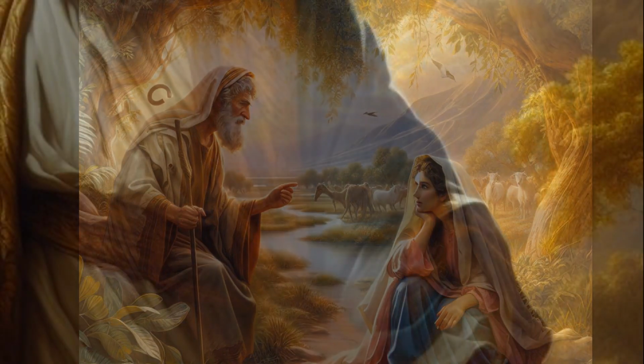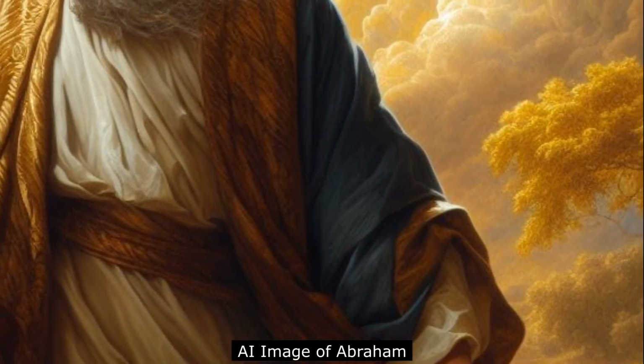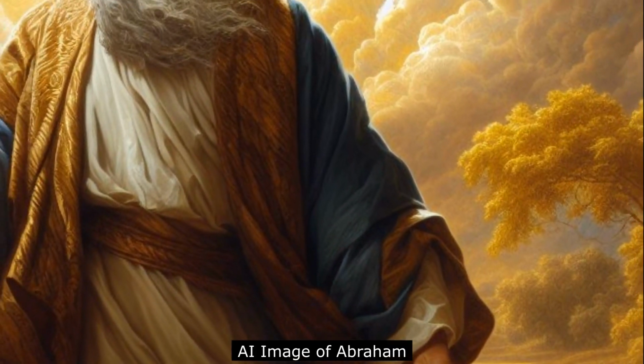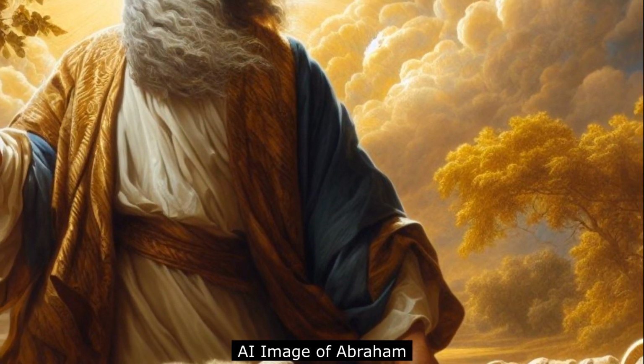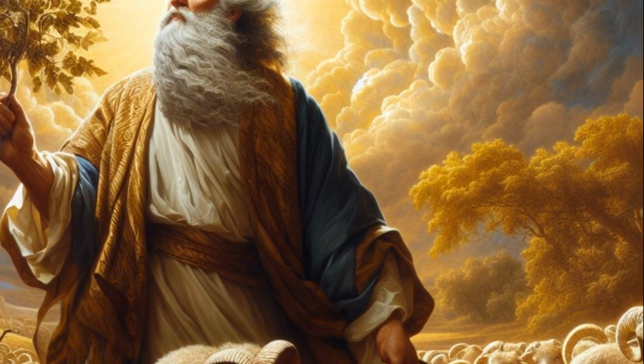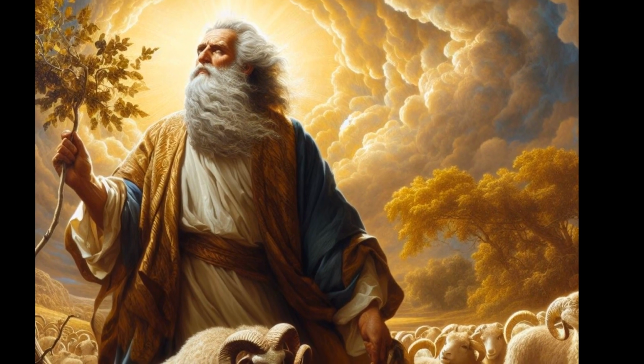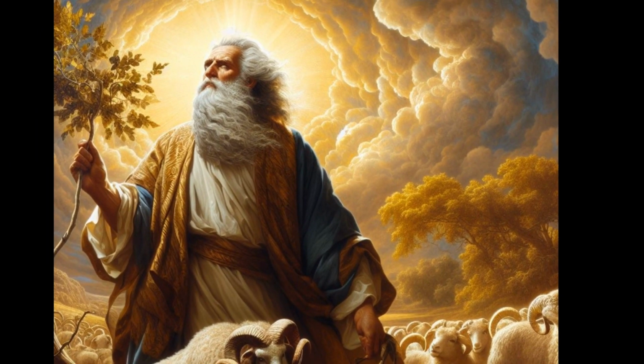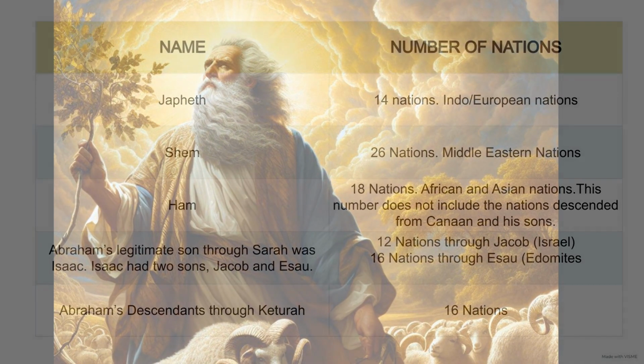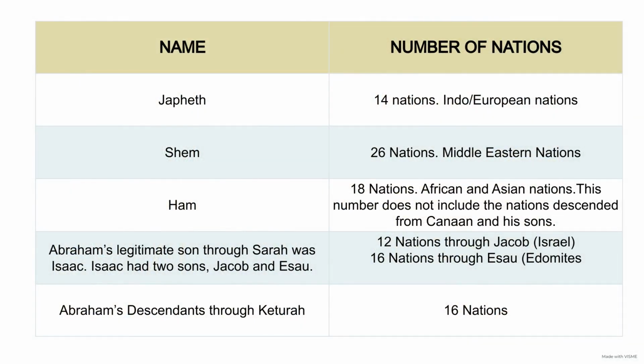Abraham's name means father of nations. The only new nations that God created after the original nations listed in Genesis chapter 10 came through Abraham. The following table shows more detail. So we have 40 nations that came through Noah's son Japheth, who are basically the Indo-European nations.